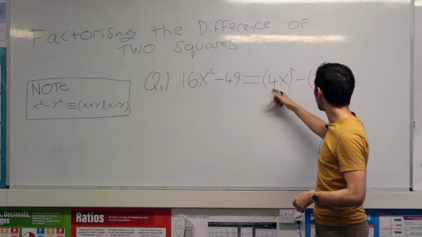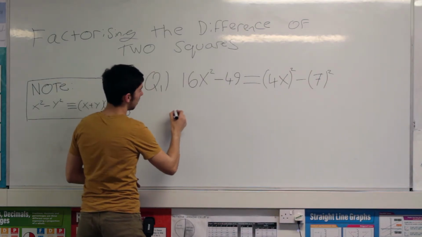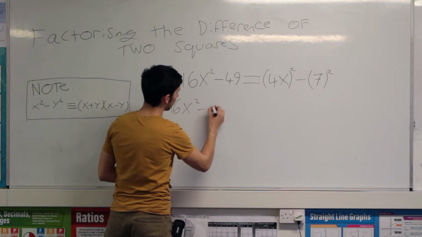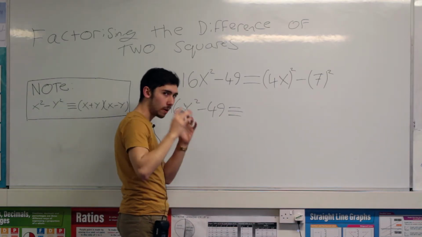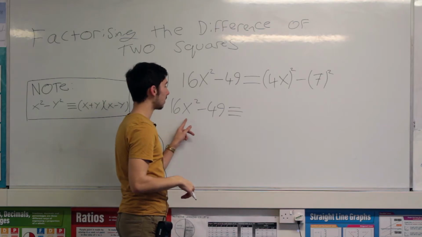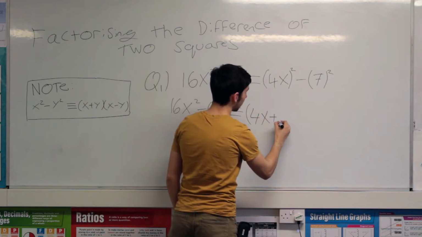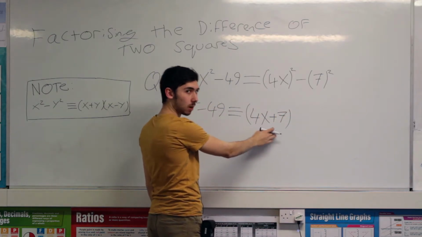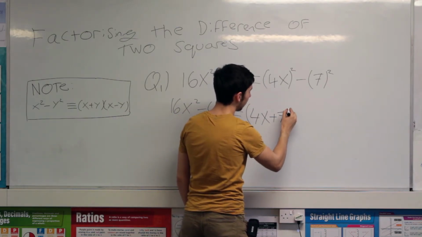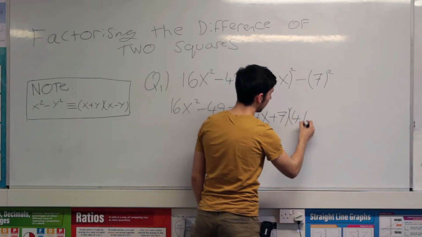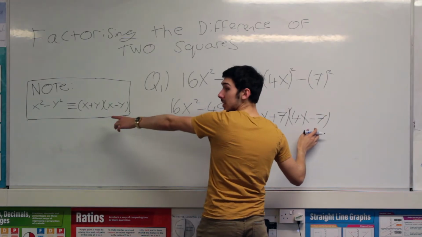Let's say, so x is 4x and y is 7. So I'm going to say 16x squared minus 49 is, I'm going to use the triple sign, the identity, just to show you that they are always equal to each other. 16x squared minus 49 is identical to 4x plus 7. That's basically our x plus y, times, I'm going to rewrite that, times 4x minus 7. That's our x minus y that we can see there.